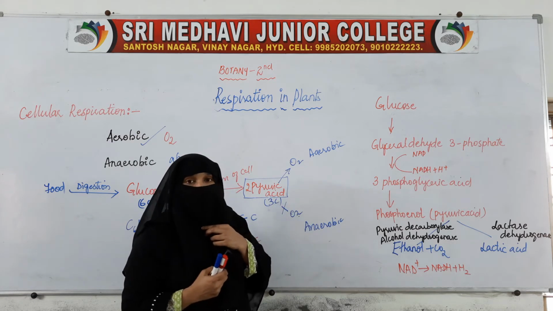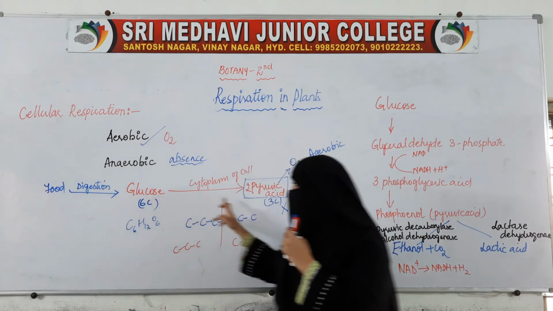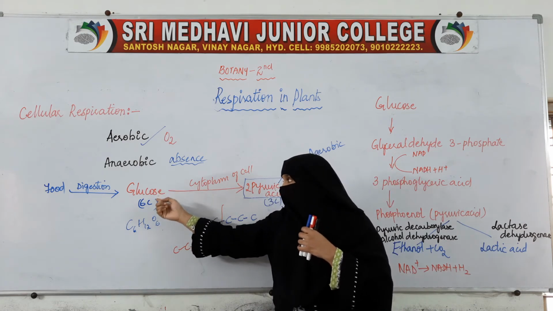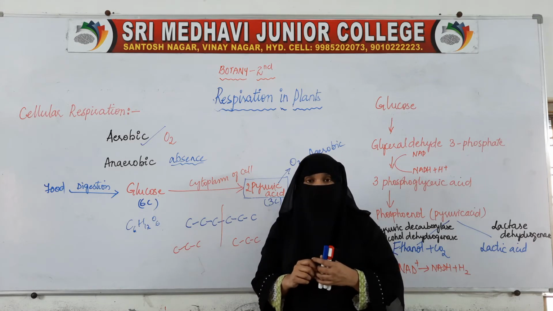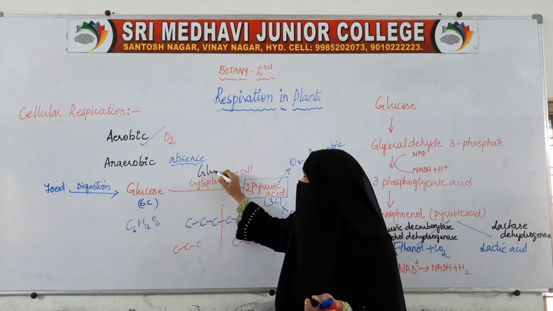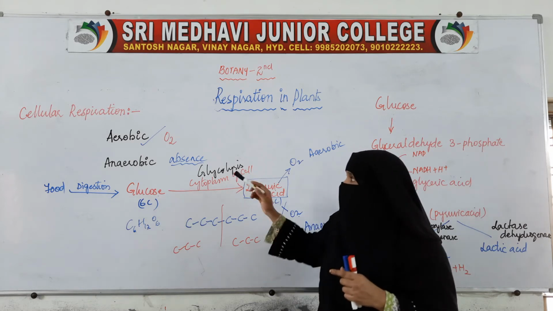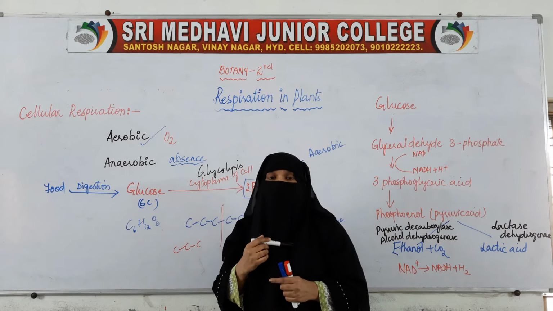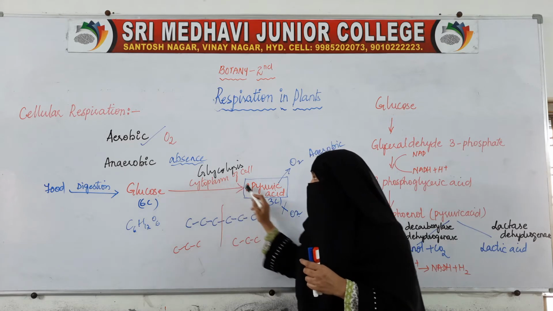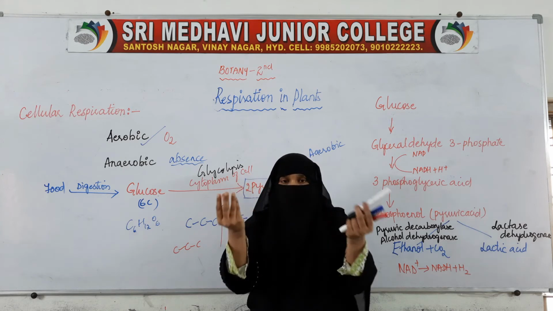Now, we simply say that this glucose is broken down into 2 molecules of pyruvic acid. This process where glucose is broken down into 2 molecules of pyruvic acid is called glycolysis. This glycolysis is the first step for both aerobic and anaerobic respiration. If we say simply what is happening in glycolysis, glucose is breaking down into 2 molecules of pyruvic acid. It is just like this: this is the glucose, you just break it, it will give 2 molecules.